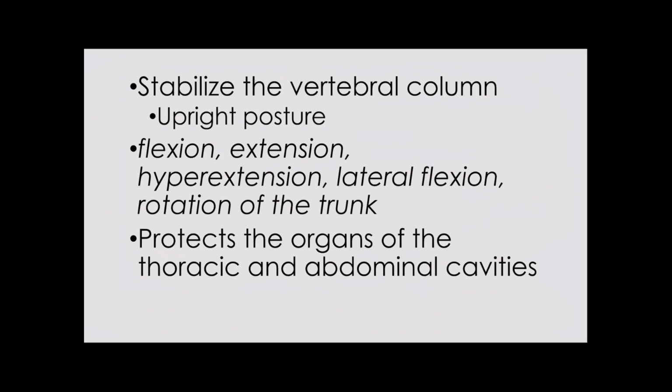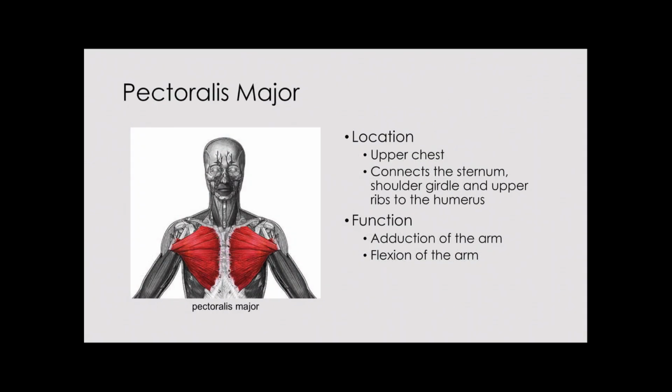Trunk muscles also enable you to do flexion, extension, hyperextension, lateral flexion, trunk rotation, and they also protect the organs in your thoracic and abdominal cavities. So they help with urination, childbirth, so on and so forth. And they're a protective covering for your organs, like it says, in those two areas of your thoracic and abdominal cavities. So your anterior trunk muscles are heavily involved with going to the bathroom, breathing, childbirth, things like that. Those are going to use all of your trunk muscles pretty much.